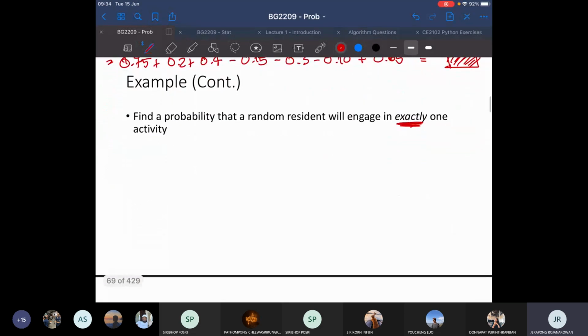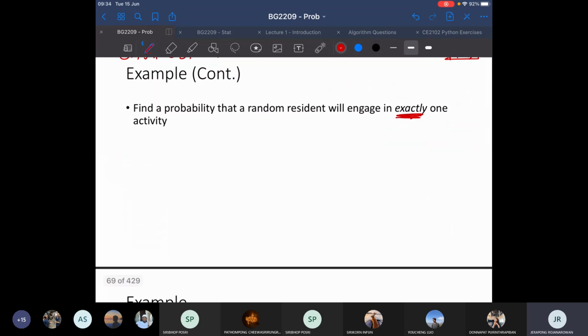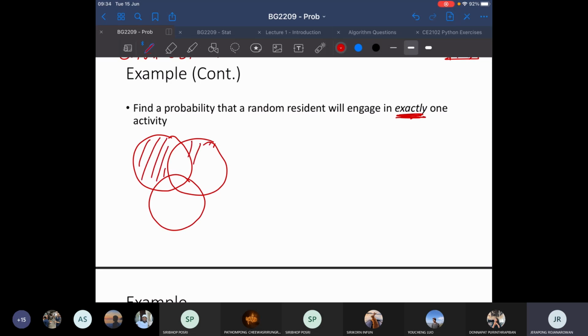Okay, now the next one is engaging in exactly one activity. Where is exactly one activity? Exactly one activity is only this part and this part and this part. And then what you're going to do with them?